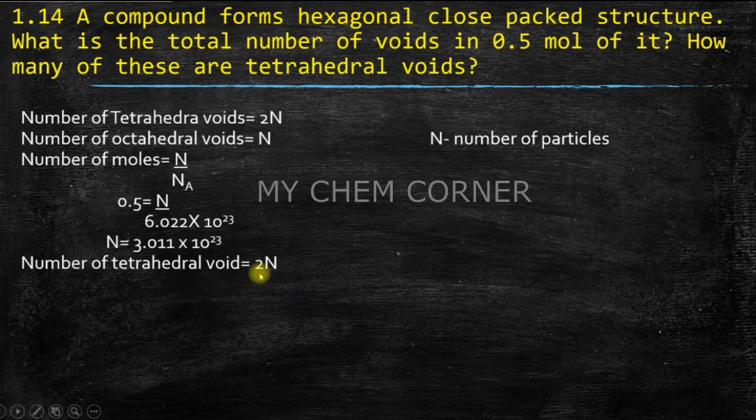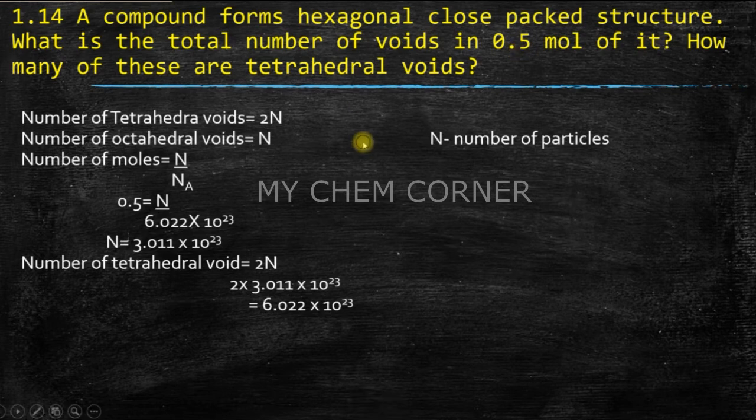So now that we know n, the question we need to find out is the number of tetrahedral voids. The number of tetrahedral voids is going to be 2n. So 2 into 3.011 × 10^23. When you do that, you get 6.022 × 10^23. That is the number of tetrahedral voids here. So that is the answer for the question about the number of tetrahedral voids. There was a second question that asks how many of these are tetrahedral voids. We calculated that. But there's one more question: what is the total number of voids in 0.5 mole? We need to know the total number.